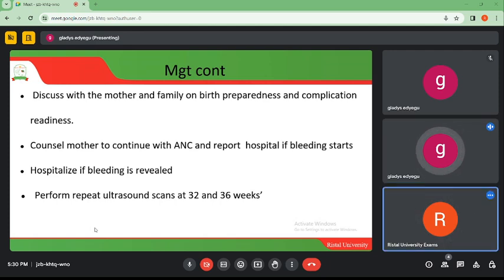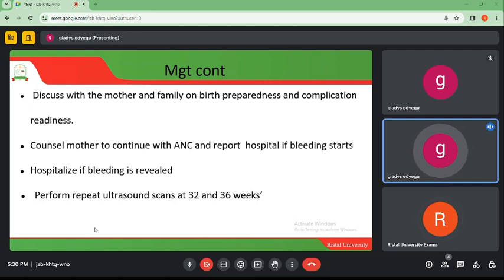So also, report to hospital if bleeding is revealed. In case there is bleeding, that's when you counsel her to report to the hospital. But in case the mother is bleeding, we need to hospitalize this mother. We need to admit them and they stay in the hospital so that we can monitor the bleeding and also intervene and save both the mother and the baby. We can decide, if the mother is bleeding profusely or severely, to do an emergency delivery and save both the baby and the mother.